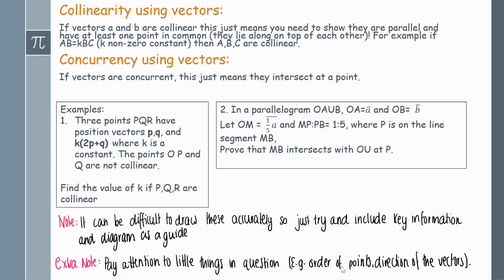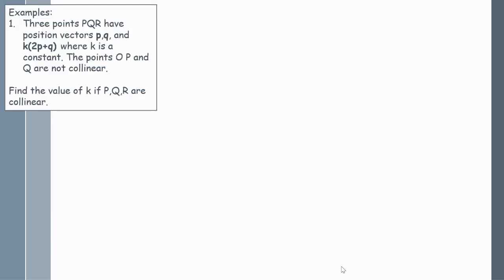Just a quick note before we do the examples. It can be difficult to draw these situations accurately. So when you do, don't worry about drawing in your i, j or your x, y plane. Just try and include key information and use your diagram as a guide. Also, pay attention to the little things in the questions, e.g. the order that they put the points, the directions that the vectors are in.